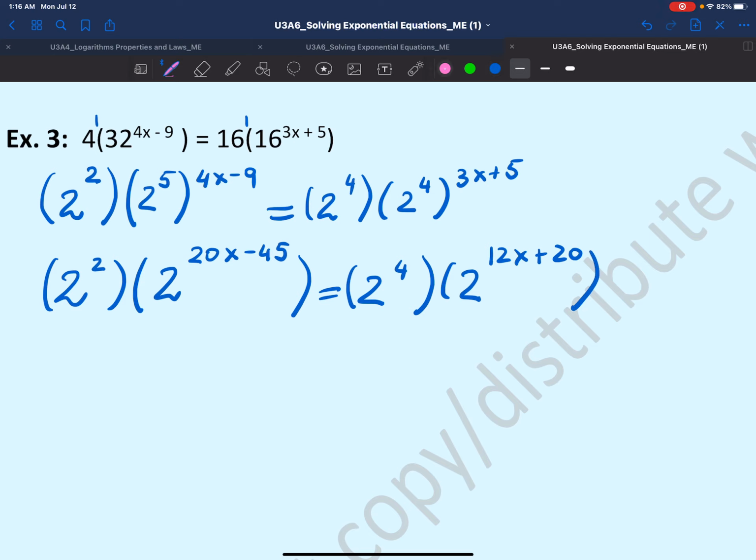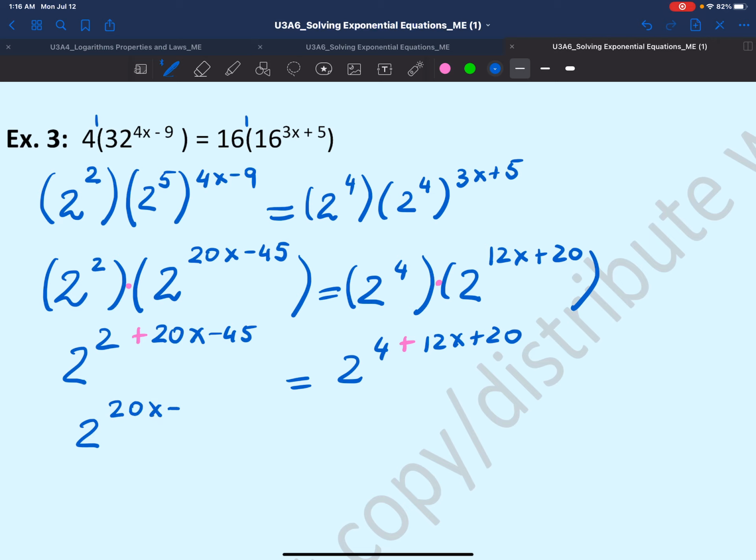And now it's time to take care of multiplication. So we have 2 to the power of 2 plus 20x minus 45 equals 2 to the power of 4 plus 12x plus 20. Simplify, and we have 2 to the power 20x minus 43 equals 2 to the power of 12x plus 24.